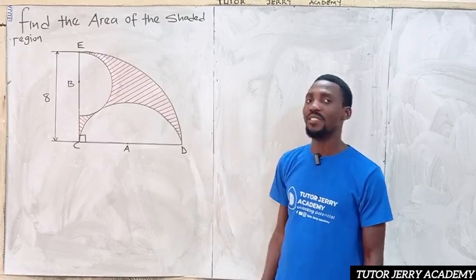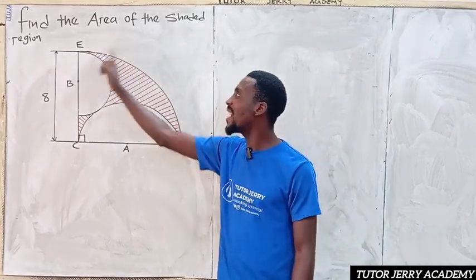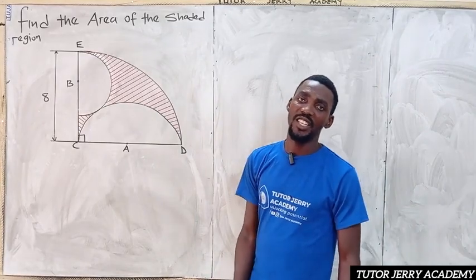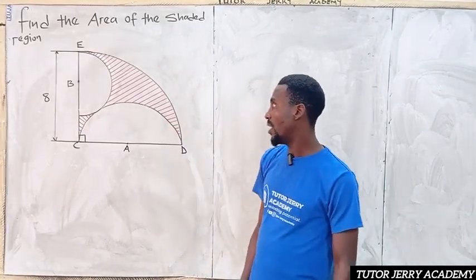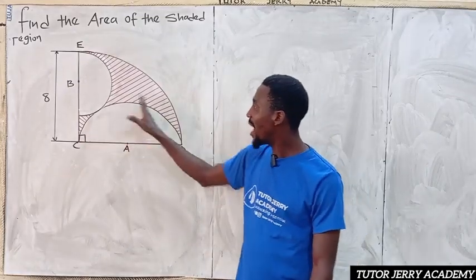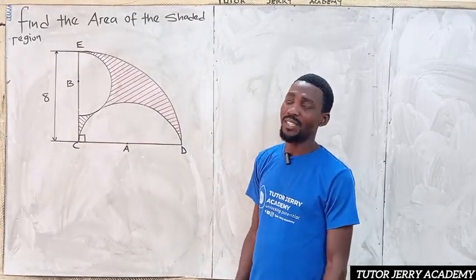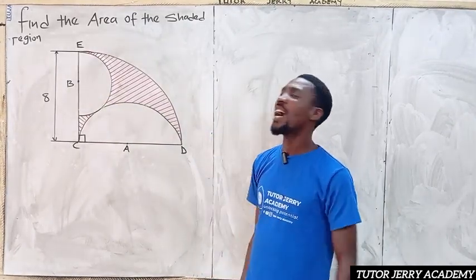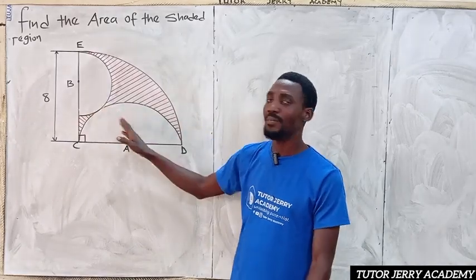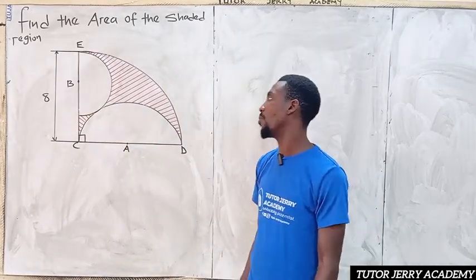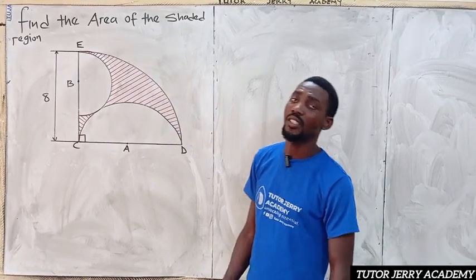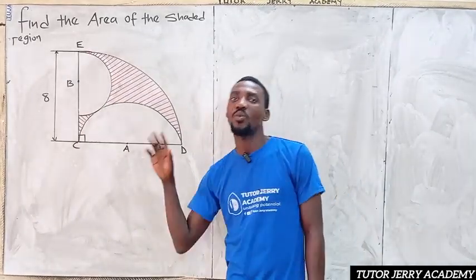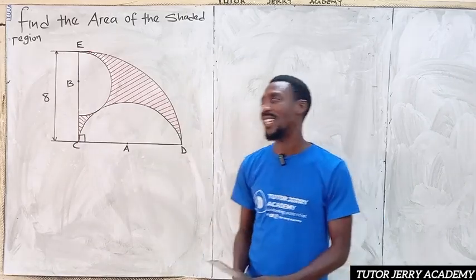So how do we find the area of the shaded region? We are going to find the area of the quarter of the circle, then find the area of the bigger semicircle, then find the area of the smaller semicircle, sum the area of the smaller and the bigger semicircle, then subtract it from what? From the area of this quarter. So that is what we want to do. So let's get started.